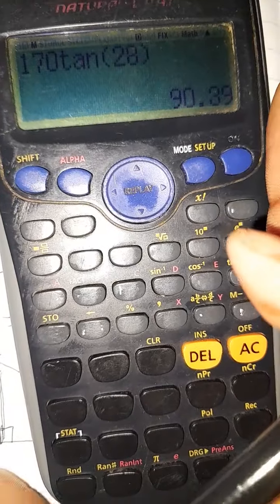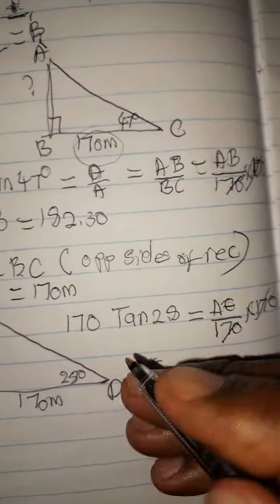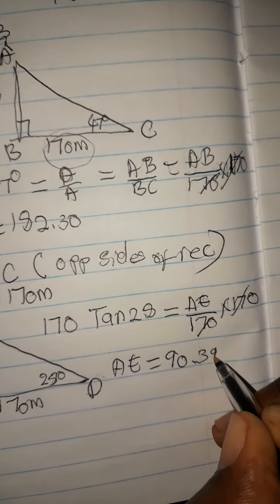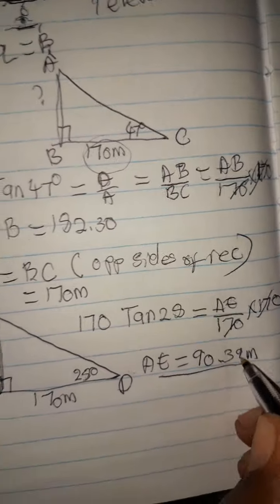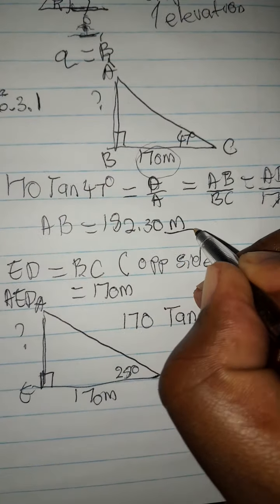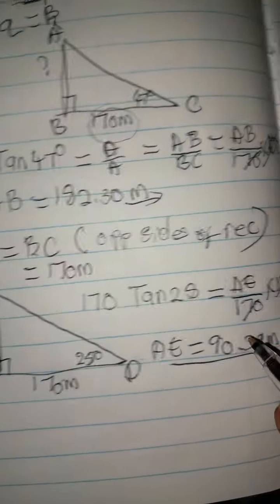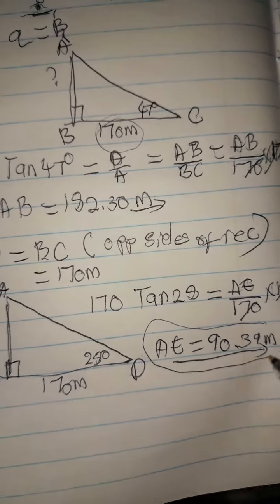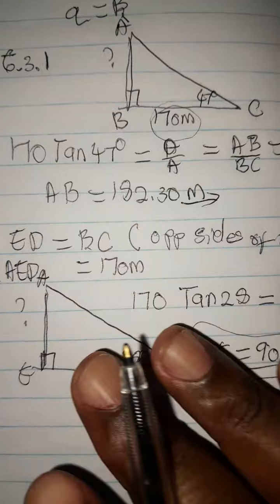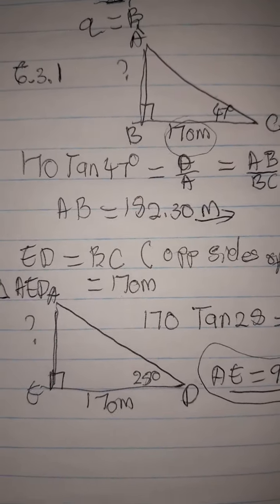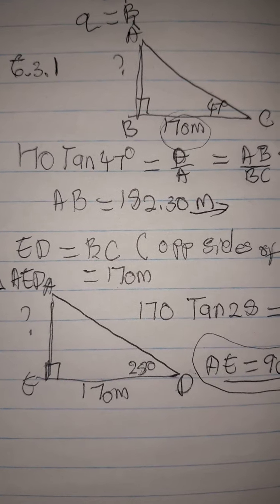What is that? 90,39. So we are going to have AE as 90,39 meter. Remember here it was also meter. So this solution is for AE, it's for 6.3.1.